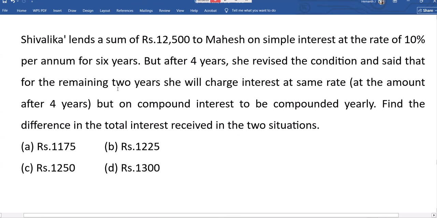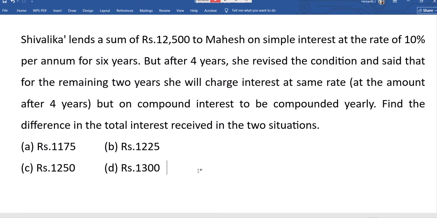With this question, we'll stop. This is a special question where simple interest, then compound interest entered into the picture. Initially, Shivalika is there. Okay, 12,500 amount given to Mahesh with 10% per annum simple interest for 6 years. But what happened after 4 years? She revised the condition, said that for the remaining 2 years, on compound interest, you pay me, compound annual. Now, in these two situations, what is the difference between the total interest is the question.